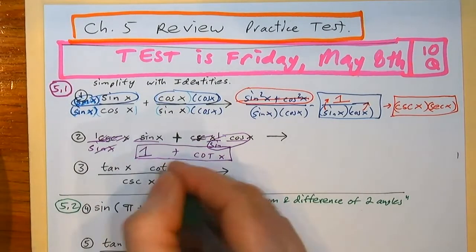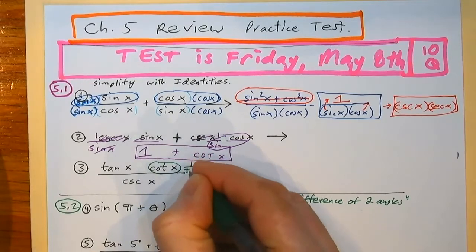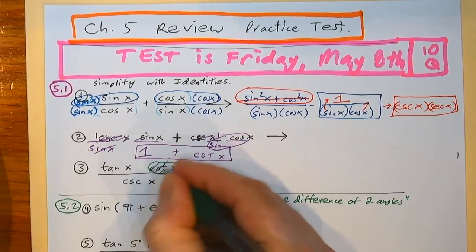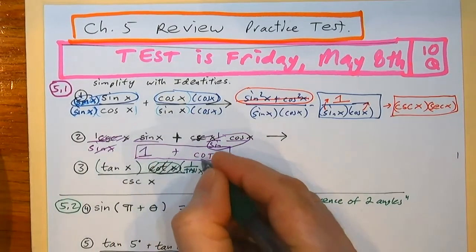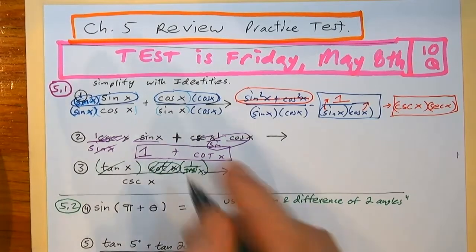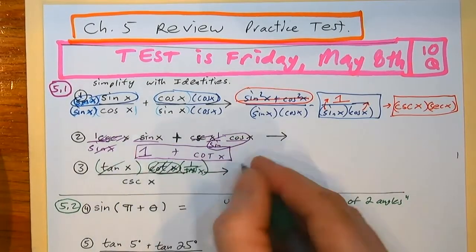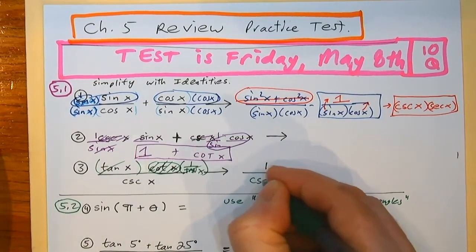I'm kind of like, wait, tangent, cotangent, aren't these kind of opposites? What if I took cotangent and rewrote it as 1 over tangent? Just change that to 1 over tangent. Now I got tangent of x times 1 over tangent of x. There's no add. And then these could cancel. And tangent over cotangent cancels. So now I've got tangent over tangent is 1 and cosecant x.